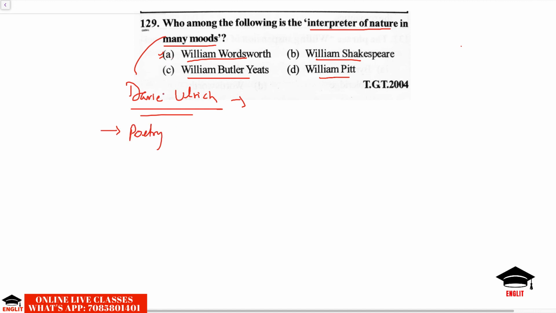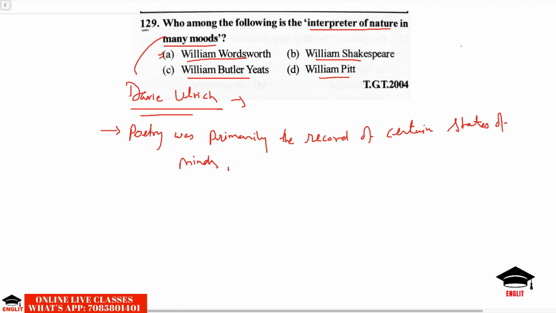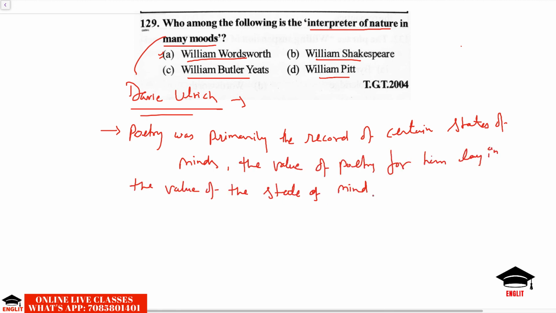As we know, for William Wordsworth, poetry was primarily the record of certain states of mind, and the value of poetry for him lay in the value of the state of mind which the poem recorded. So that's why he's supposed to be the interpreter of nature. Because for him, poetry was merely a record of certain states of mind.